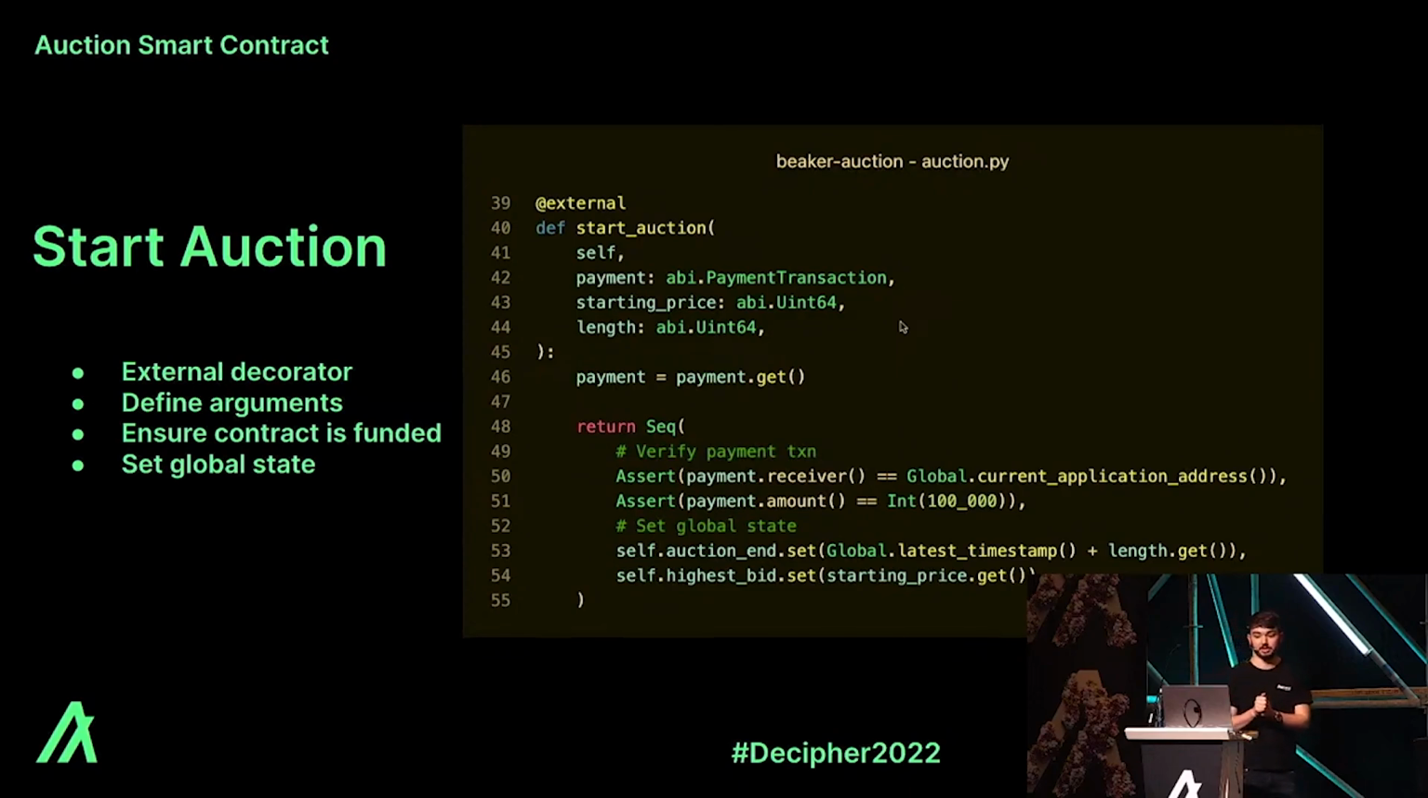Then what we're doing is setting our global state. So we're setting the auction end. Like I mentioned, we're getting the latest timestamp from the last block, and then we're adding the length to that to signify when the auction should end. And then finally, our highest bid, we're just setting that to our auction price, and that's going to be used in the logic determining what a valid bid will be.